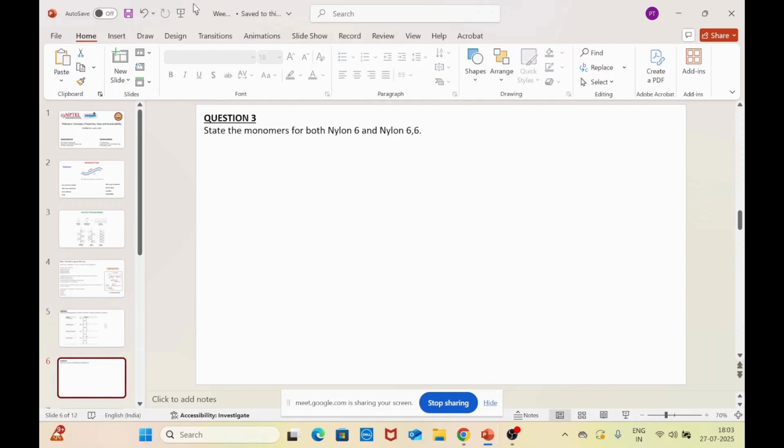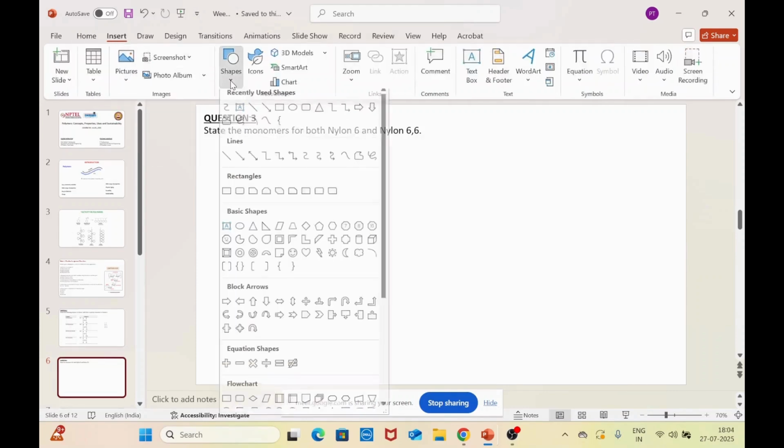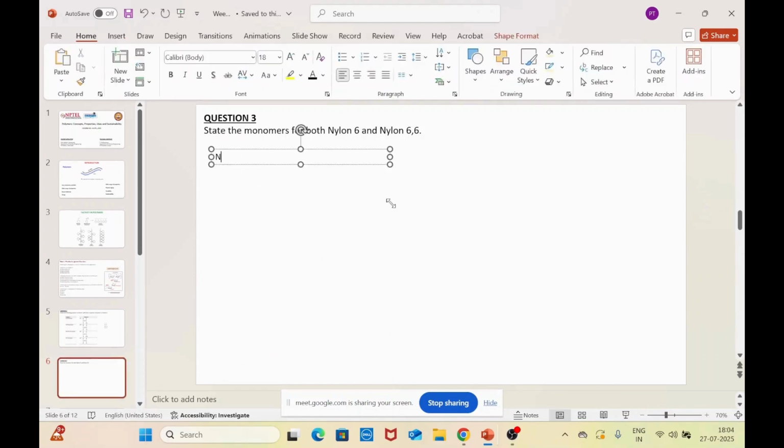State the monomers for both nylon 6 and nylon 6,6. For nylon 6, it is caprolactam, and for nylon 6,6, it is hexamethylene diamine and adipic acid.